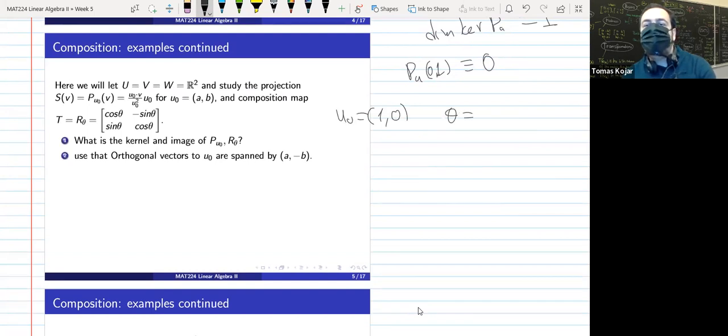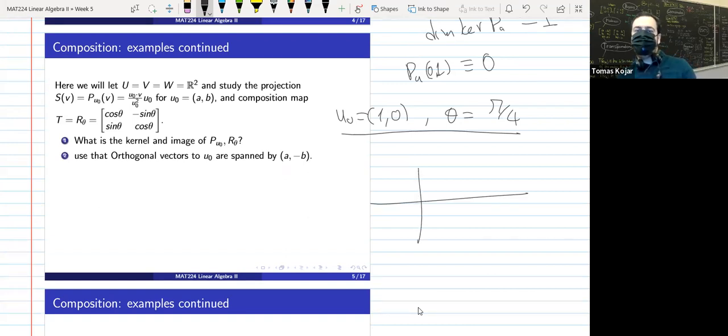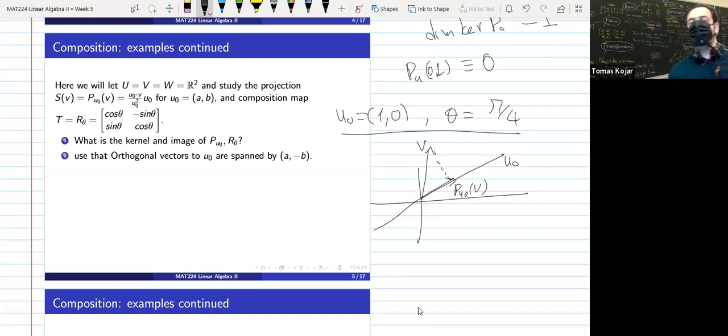And theta equal to pi over 4. And what is that? So the first guy says project. So give me the span of U0. So this is the span of U0. And then if you give me any other vector, this guy here is called the projection. So call this, I call it V. So this is P_U0 of V. That's what we mean by projection.